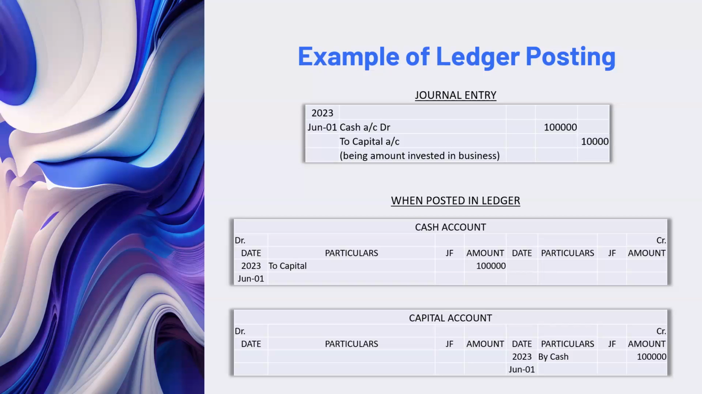So from our next session, we will have 3 or 4 illustrations for journal and 1 illustration for ledger. In that way, we will be learning both. Is that fine? Okay, ma'am.